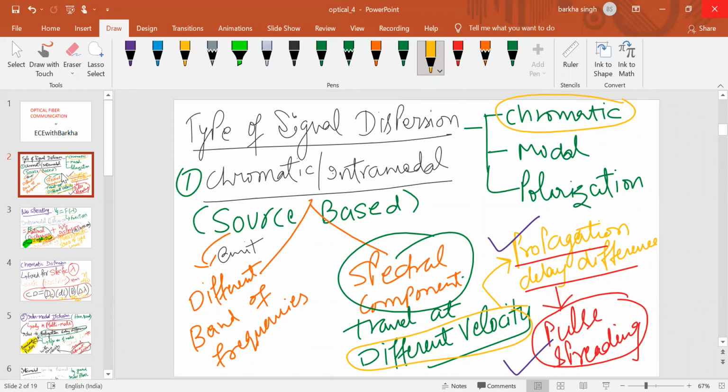Let's start with the first, chromatic dispersion, also called intramodal dispersion. As it is written, it is source-based. It occurs because optical sources emit different bands of frequencies and the spectral components travel at different velocities. This causes a propagation delay difference between different spectral components. Hence, pulse spreading takes place as a result of the fact that group velocity is a function of wavelength.